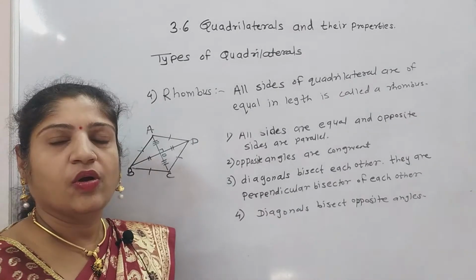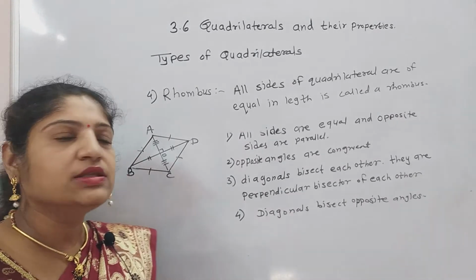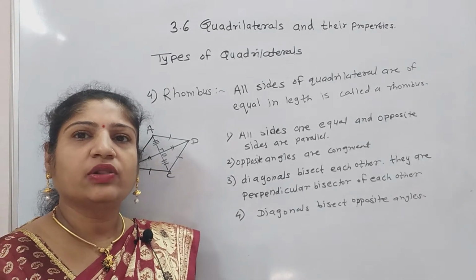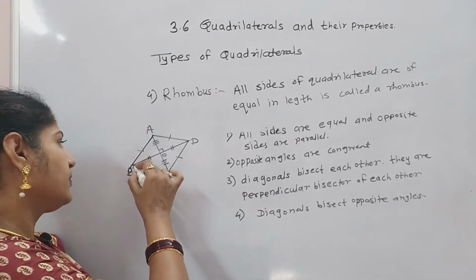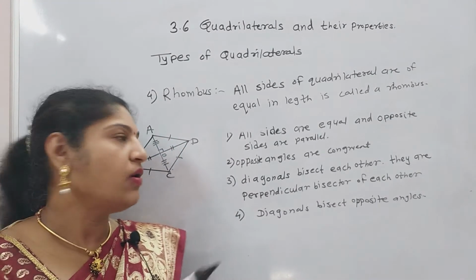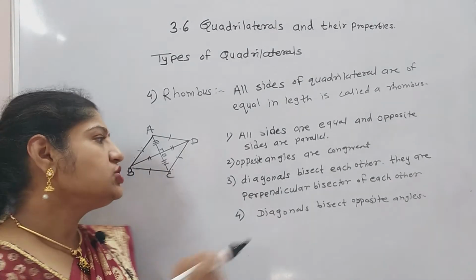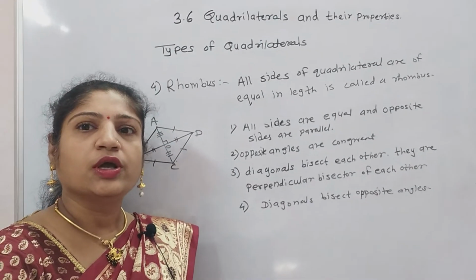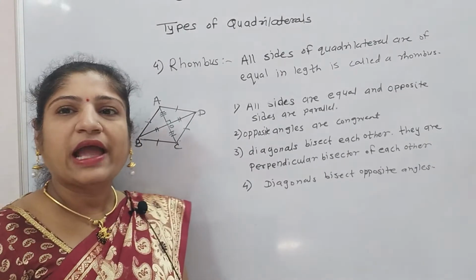Next is rhombus. If all sides of a quadrilateral are congruent, then the quadrilateral is called a rhombus. All sides are equal. Then what is the difference between the square and the rhombus? In a square, all angles are right angles, but here opposite angles are only congruent, not 90 degrees. In a square, diagonals are perpendicular bisectors, same as the rhombus, but in a square, diagonals are congruent.